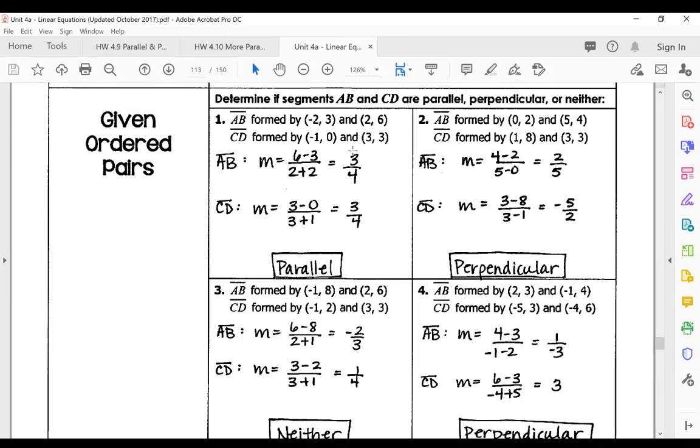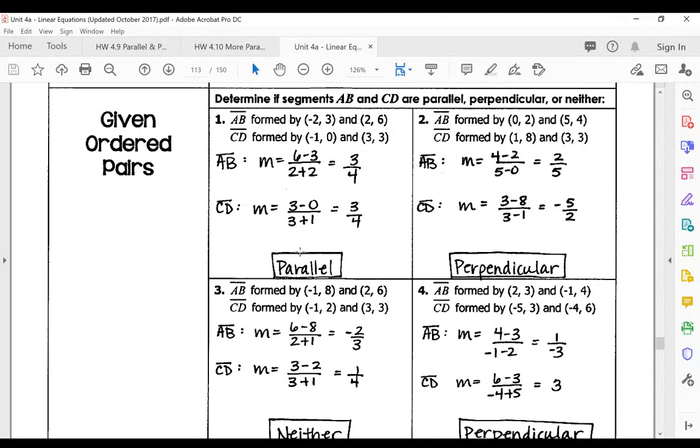We find that the slope of AB is 3/4. We do the same thing with the second line, CD, plugging in the points into the slope equation. We find that the slope of the second line is also 3/4. So when you get the same slope, your lines will be parallel. So you're simply going to determine in each of the cases if the lines are parallel or perpendicular or neither.